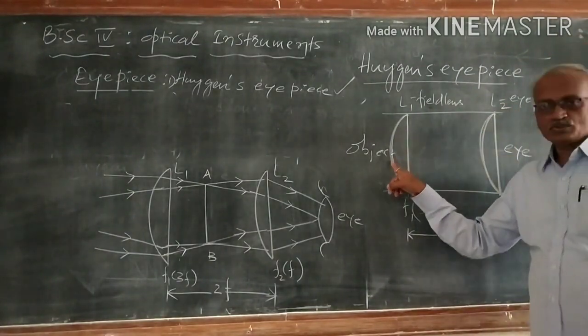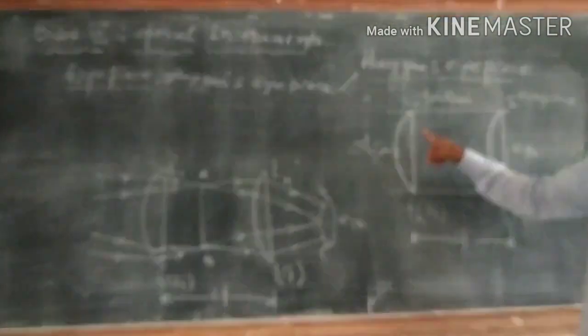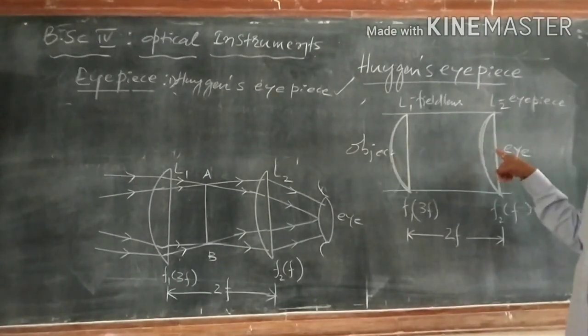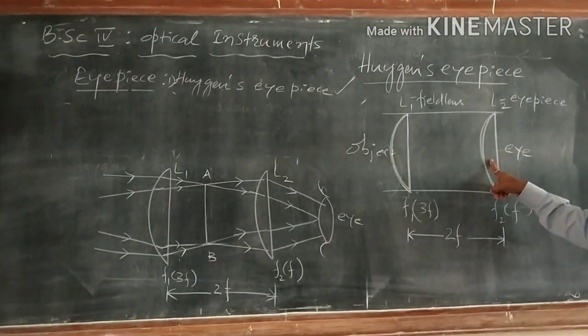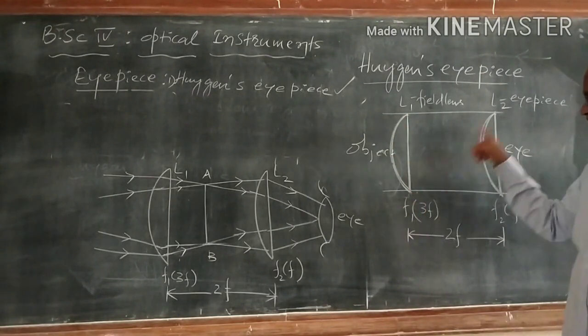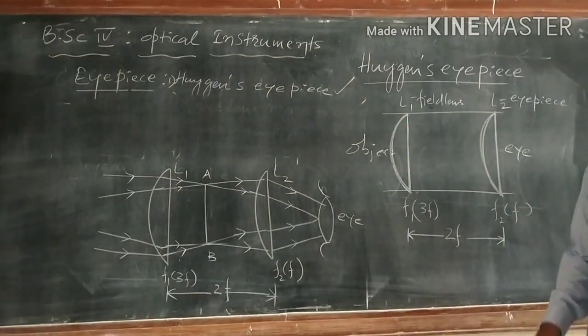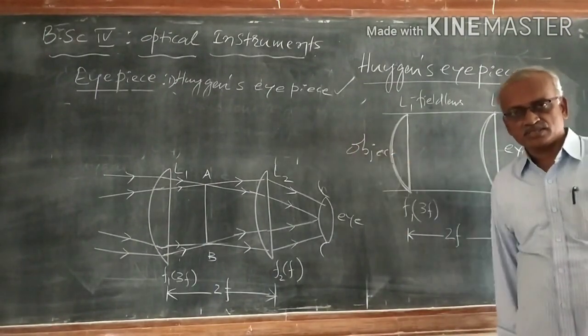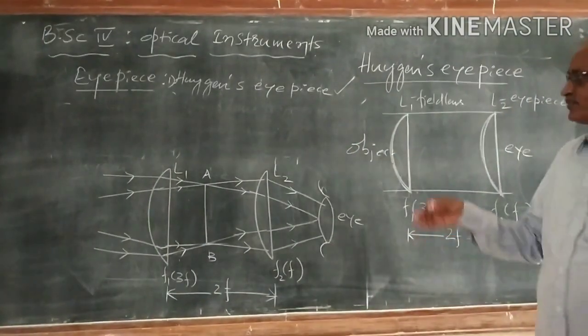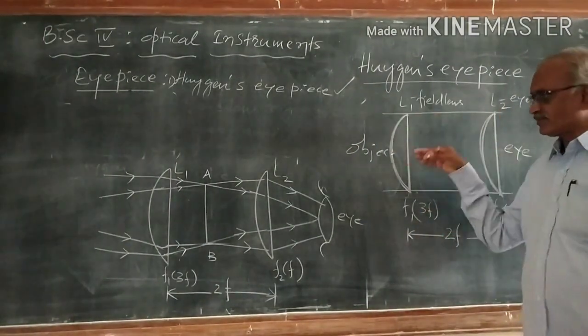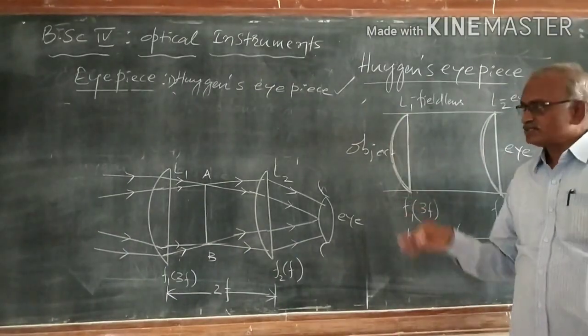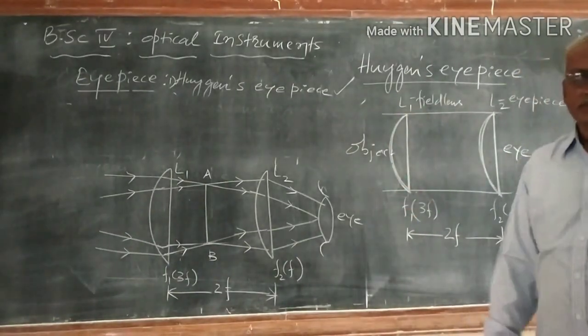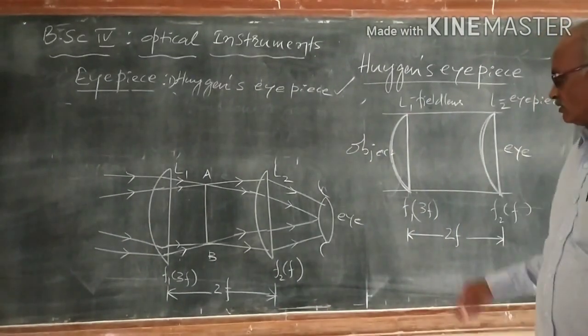And we have 2 plano-convex lenses. L1 is the plano-convex lens, L2 is the other plano-convex lens, and this is the convex surface. This is the convex surface facing towards the object. They are not facing each other, they are facing the same way, and these 2 convex surfaces are facing towards the object. These 2 convex surfaces can catch the rays from the object.